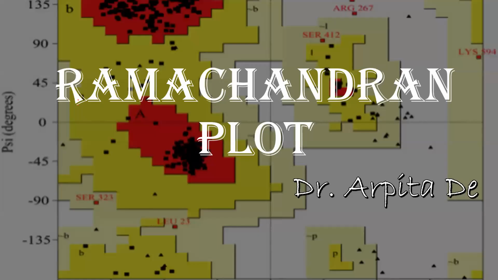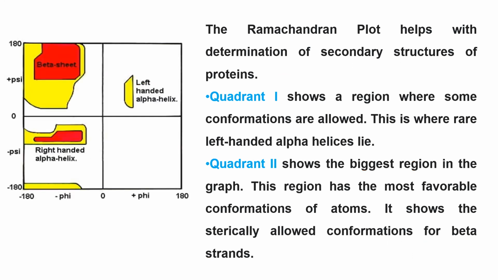Now see, we have four quadrants here. Okay, there are four quadrants in the Ramachandran plot. Now we'll first try to see the plus and minus values in the four quadrants. So this is your quadrant 1, this is quadrant 2, this is quadrant 3, and this is quadrant 4. So you have the four quadrants here.